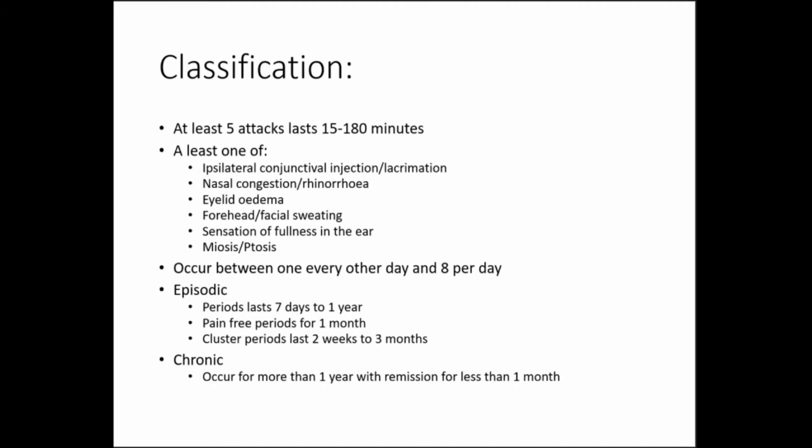Episodic cluster headaches last for periods of about 7 days to 1 year, with pain-free periods for 1 month, and the cluster periods last about 2 weeks to 3 months, whereas chronic cluster headaches occur for more than 1 year, with a remission for less than 1 month.